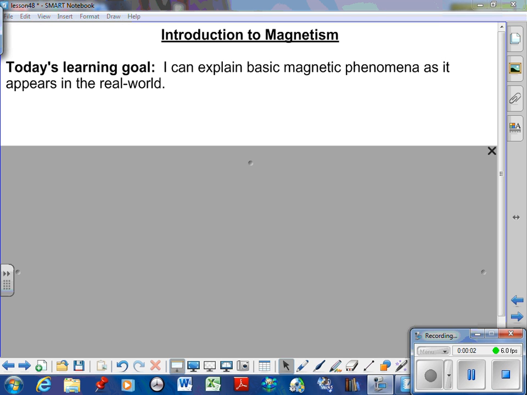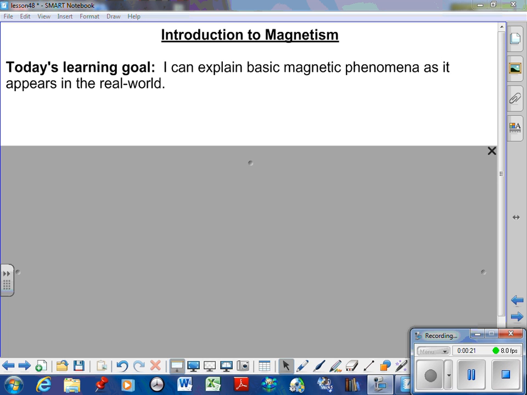All right, now we're going to switch some gears halfway through the unit, and we're going into magnetism. The whole unit is called electricity and magnetism. We finished all the electrical material we had to, and now we're heading into our unit on magnetism. So the goal today: I can explain basic magnetic phenomena as they appear in the real world.